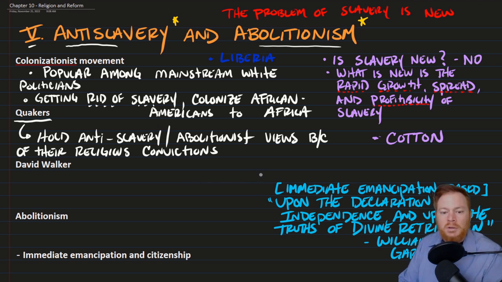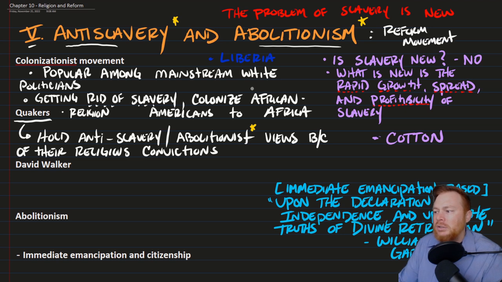And yeah, the Quakers have more abolitionist views, but are the Quakers abolitionists? Certainly some Quakers are abolitionists, but we want to think of the Quakers more as a religious group, right? Or not just a religious group, but a religion. And the abolitionists are more of a reform movement, right? So it's not exactly the same thing, although they do hold very, very similar views.